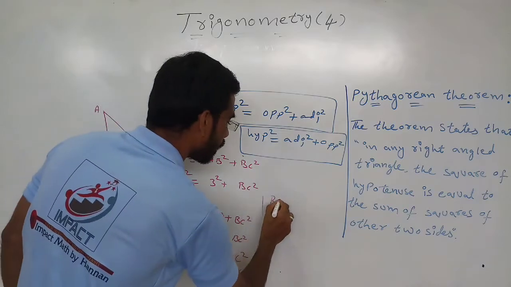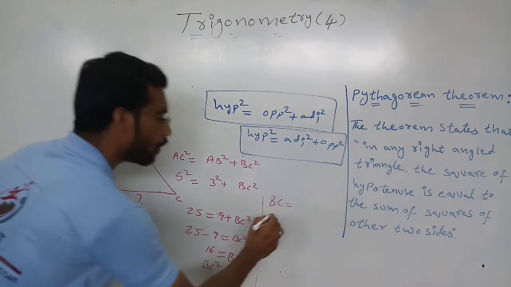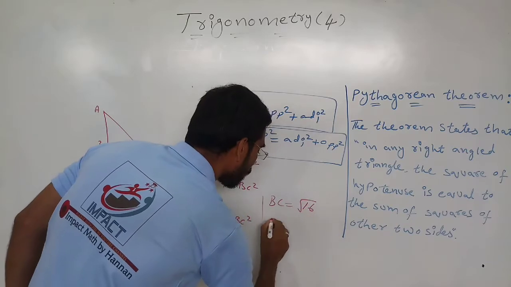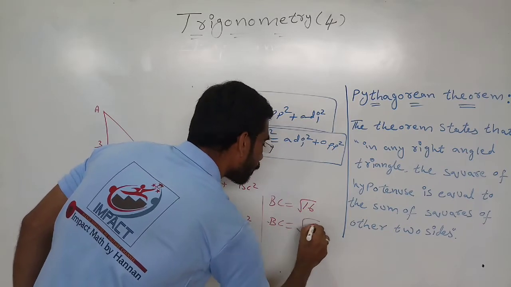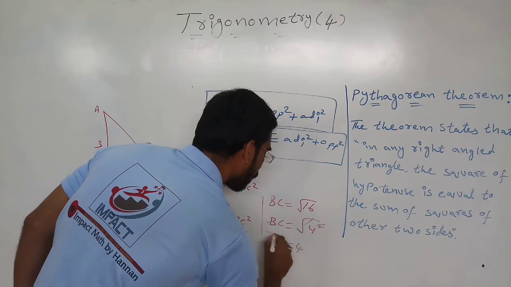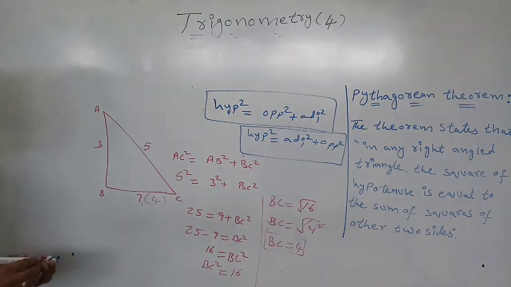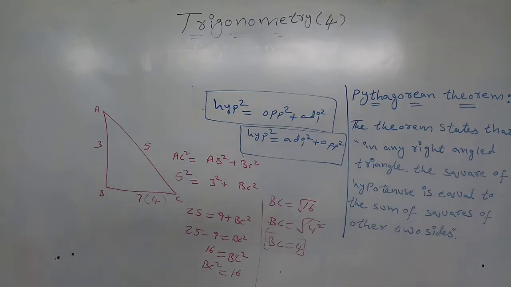Then BC is equal to, if you are taking the square to the right hand side, it will become root 16. Then BC is equal to 4, square root gets cancelled. BC is how much? You are getting 4. Okay, BC is 4.